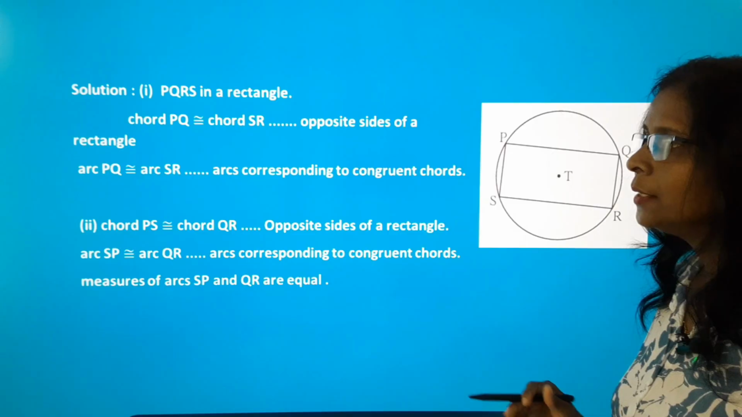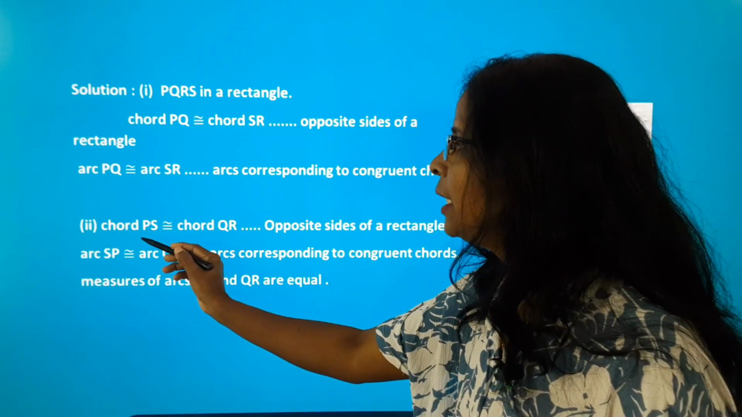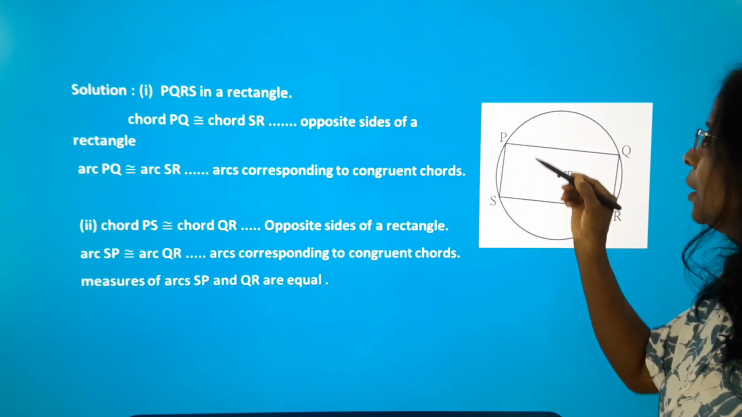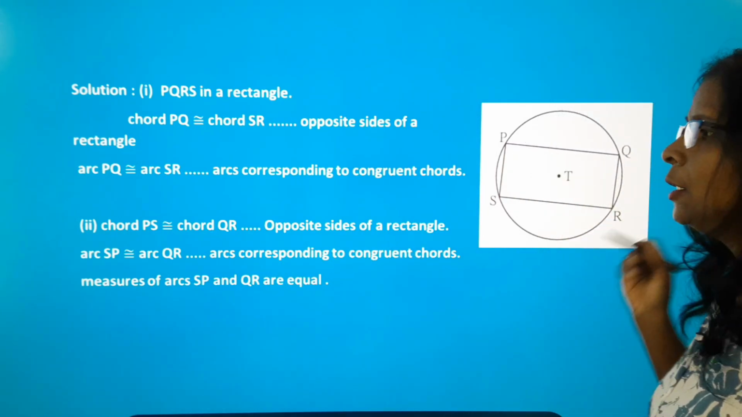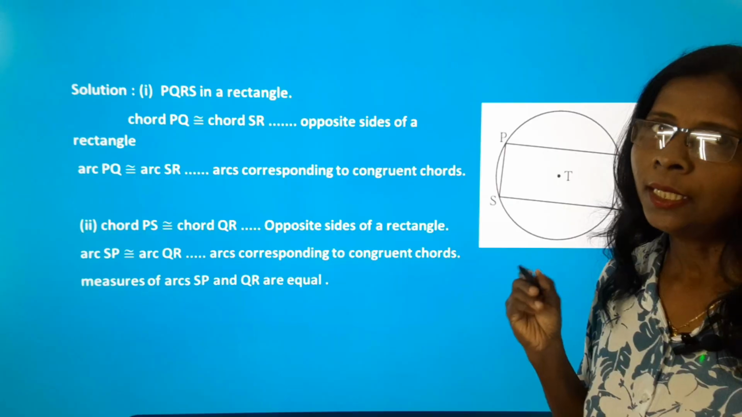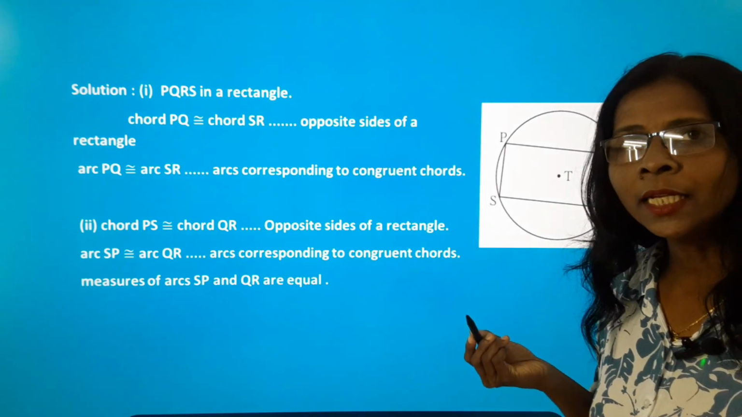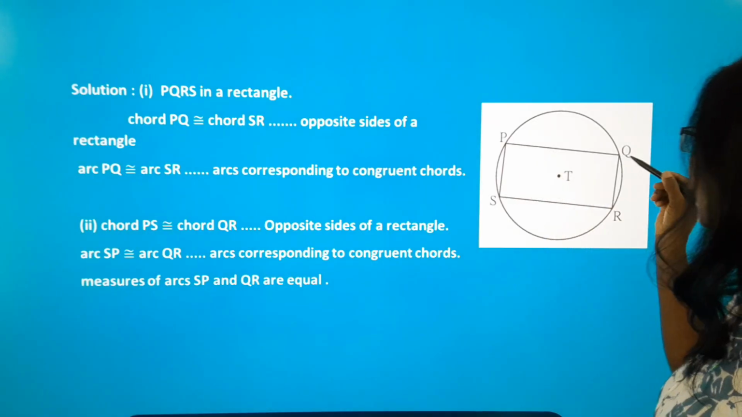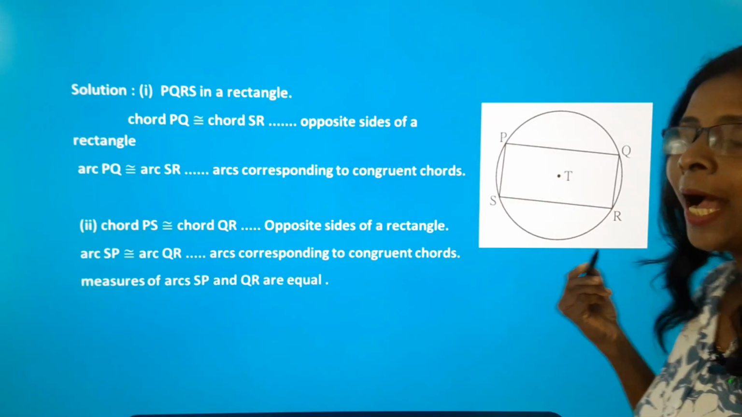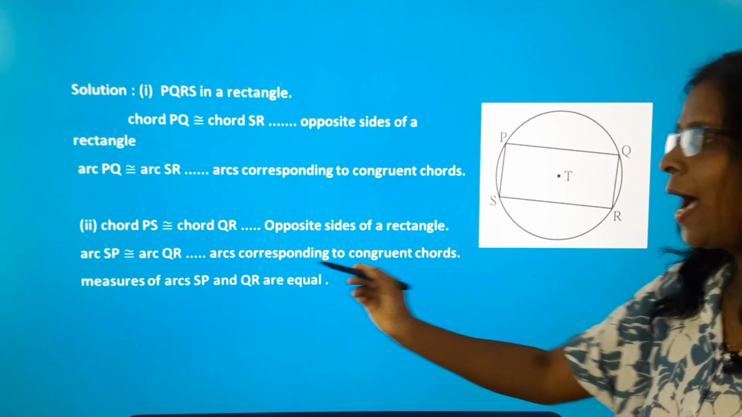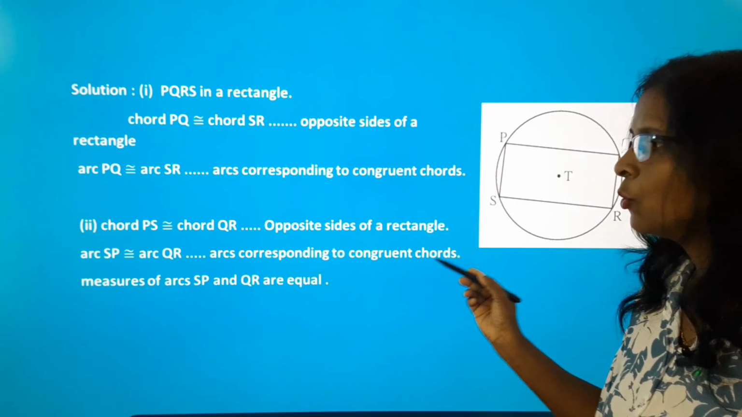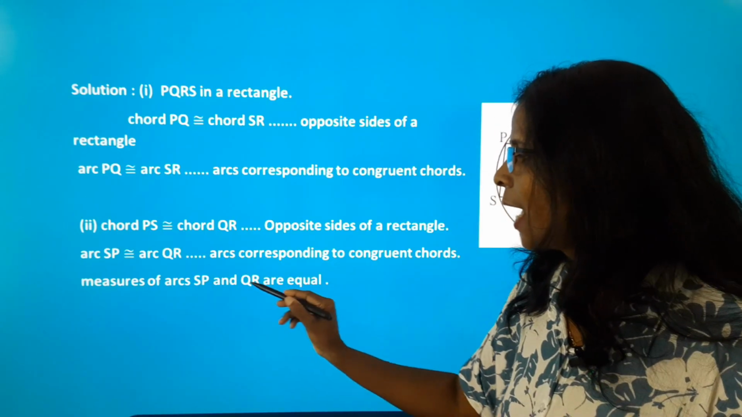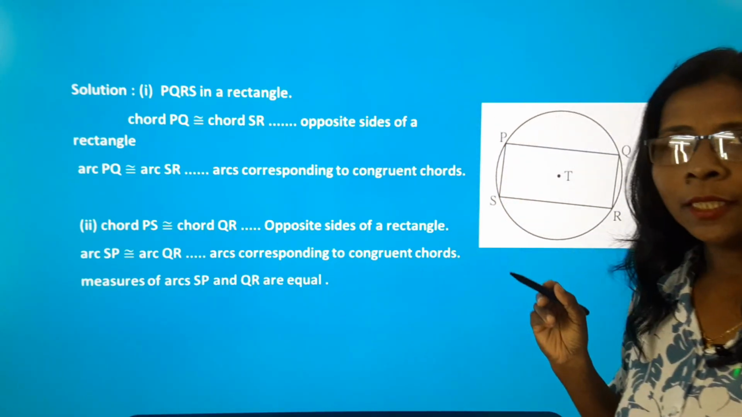Now the second part: chord PS is congruent to chord QR also, because PS and QR are the opposite sides of the rectangle also, and they are equal. So as they are equal, that means the arc PS and the arc QR are congruent, because arcs correspond to congruent chords. So that means measures of arc SP and QR are equal.